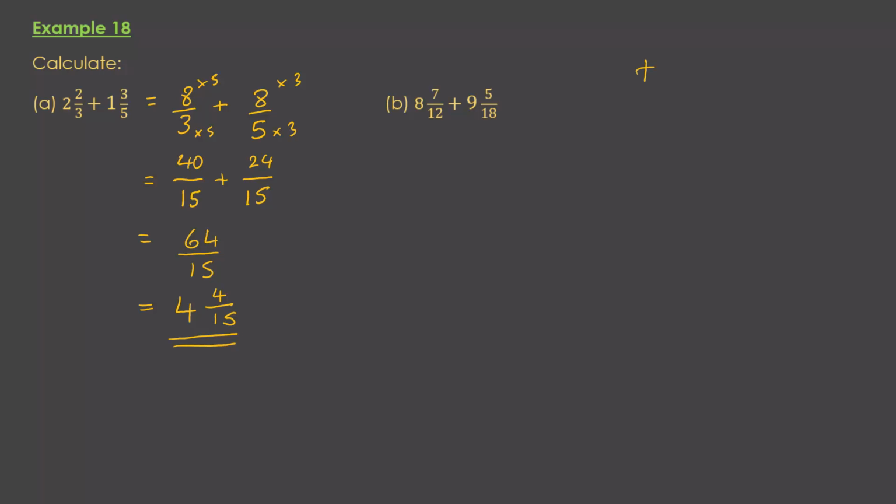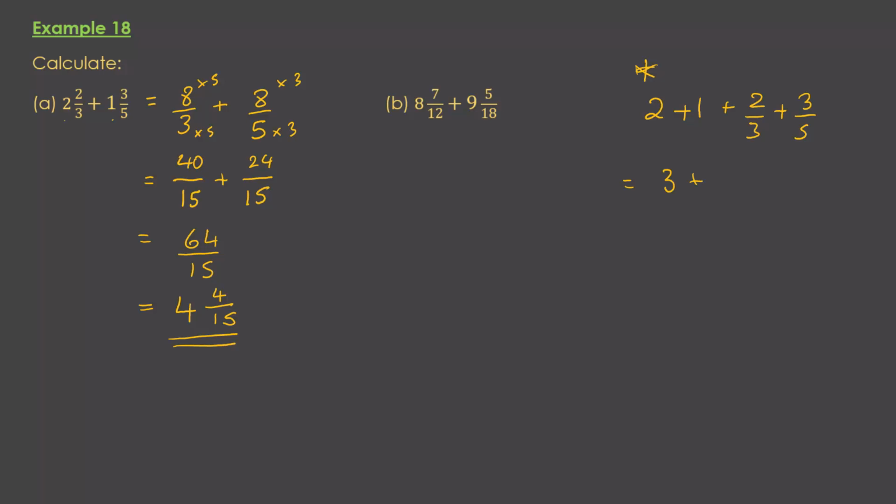So I'm just going to do that over here. So the second method, we deal with the whole number parts. So we're going to do 2 plus 1, and then the fractional parts. And we do 2/3, add 3/5. Now 2 plus 1 is just 3.